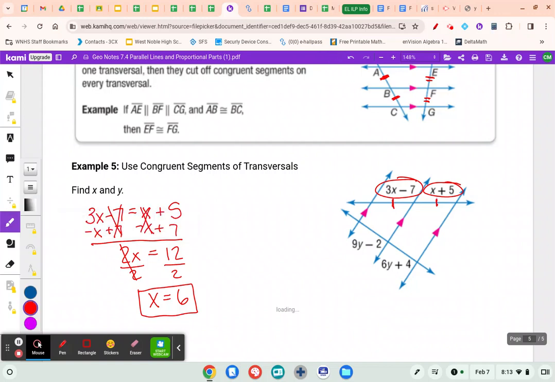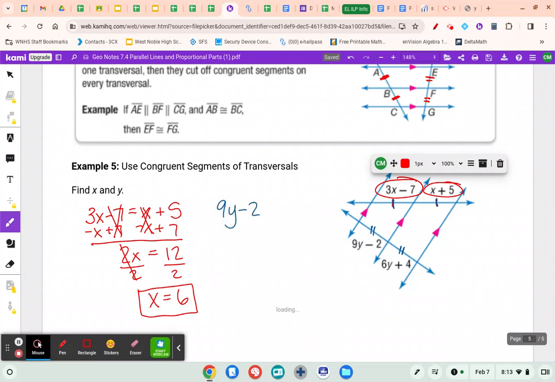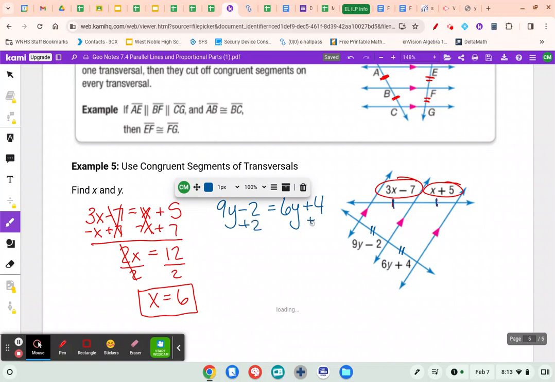So now I'm going to transition and solve for y based on my corollary above. Since these two are congruent, that means that these two also must be congruent. Don't overthink it too much. So we have 9y minus 2 equals 6y plus 4. So I go ahead and solve.